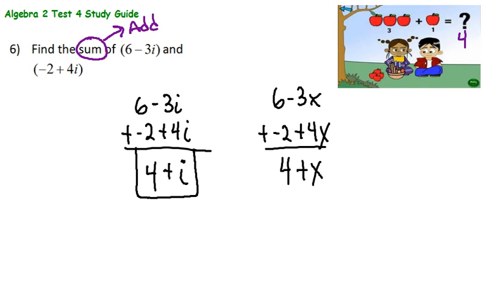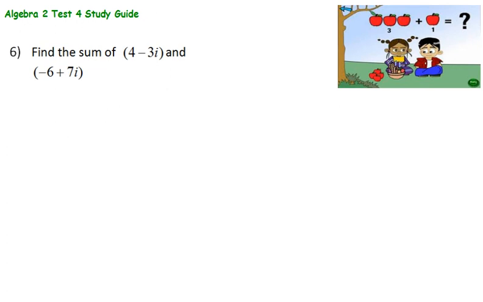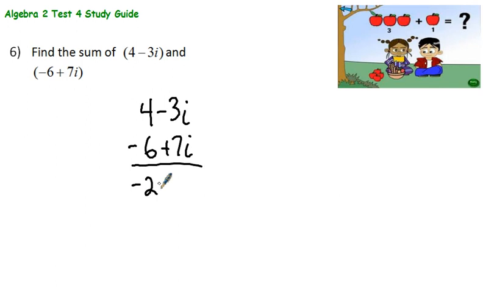All right, so you should have number 6 in the middle at this point. So let's just line them up, stack them up, and add them up. So you end up with negative 2 plus 4i. Easy stuff, right? Go ahead and try number 6 on the right side.